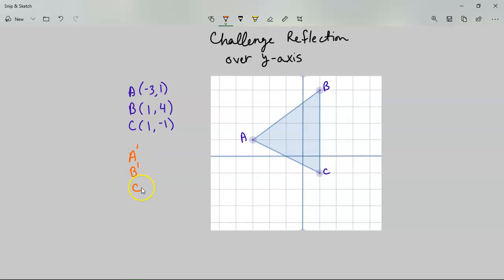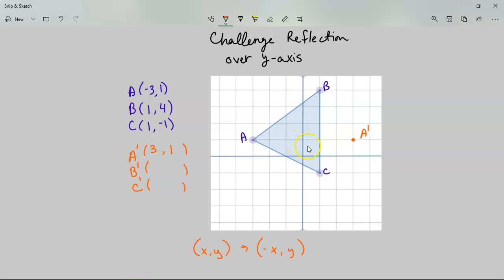So when we're looking to actually reflect this, there's two ways we can do it. We can either use the rule. So if I start with a point, since I'm going over the y, the x will change and the y will stay the same. Okay, so I can do that. So if I use that, point A, the opposite of this x value would be a positive 3, and then the y stays the same. So I'll get a point right here.